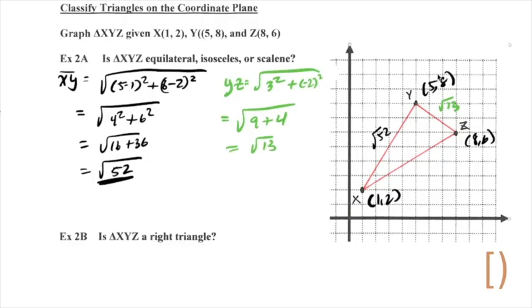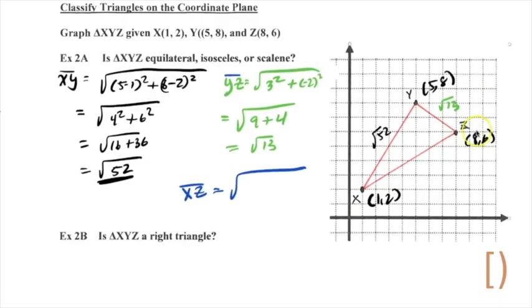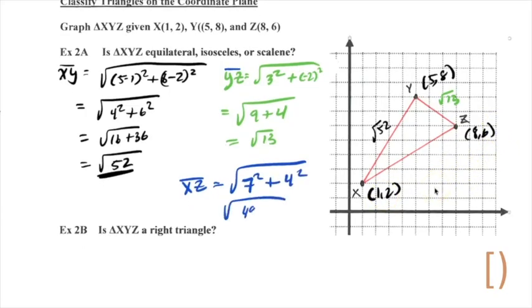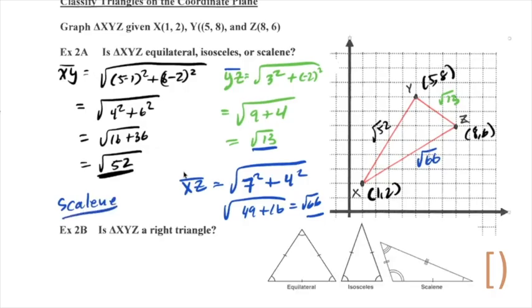And then this side, let's do XZ. So let's say this is x2, y2, x1, y1. 8 minus 1 is 7, and then same thing with y, 6 minus 2 is 4. I get 49 plus 16, and that is 65, the square root of 65. They are all different sizes. So this is scalene. If we had two sides the same, it would be isosceles. If all three sides, it's equilateral. They're all different, so it's scalene.